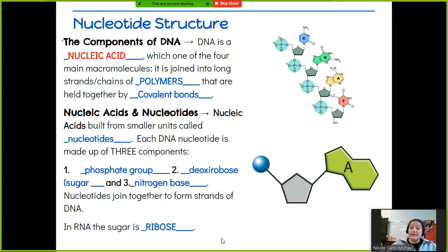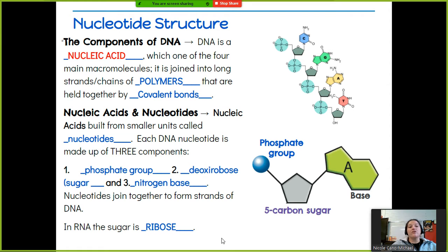And each DNA nucleotide is made up of three components: the phosphate group, the nitrogen base, and the deoxyribose sugar. So the phosphate group, for our purposes, will always be represented by a circle. The sugar is always going to be a pentagon because 5 sugars, pentagon. And then the nitrogen base is sort of this shape off to the side.